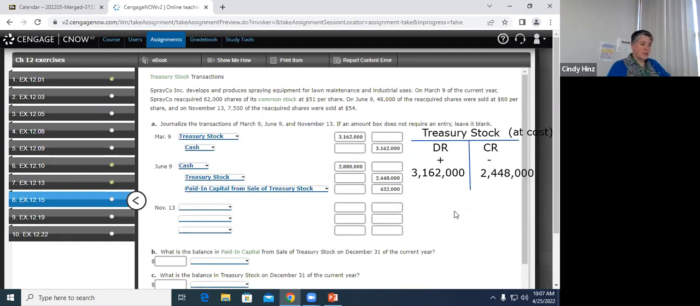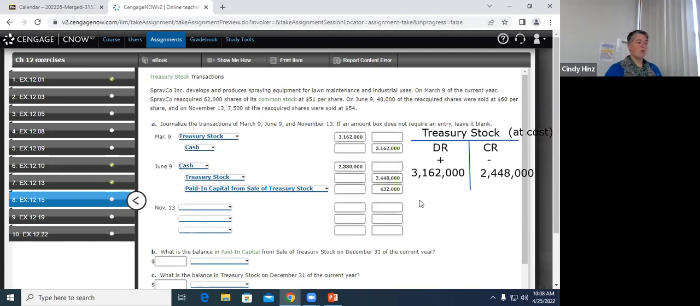The next transaction is November 13th, and we sell some additional shares. So remember, we started out with 62,000 shares. We just sold 48,000 of them on June 9th. And so that left us with 14,000 shares. Now we're going to sell another 7,500 shares. And that leaves us with 6,500 in our treasury stock.